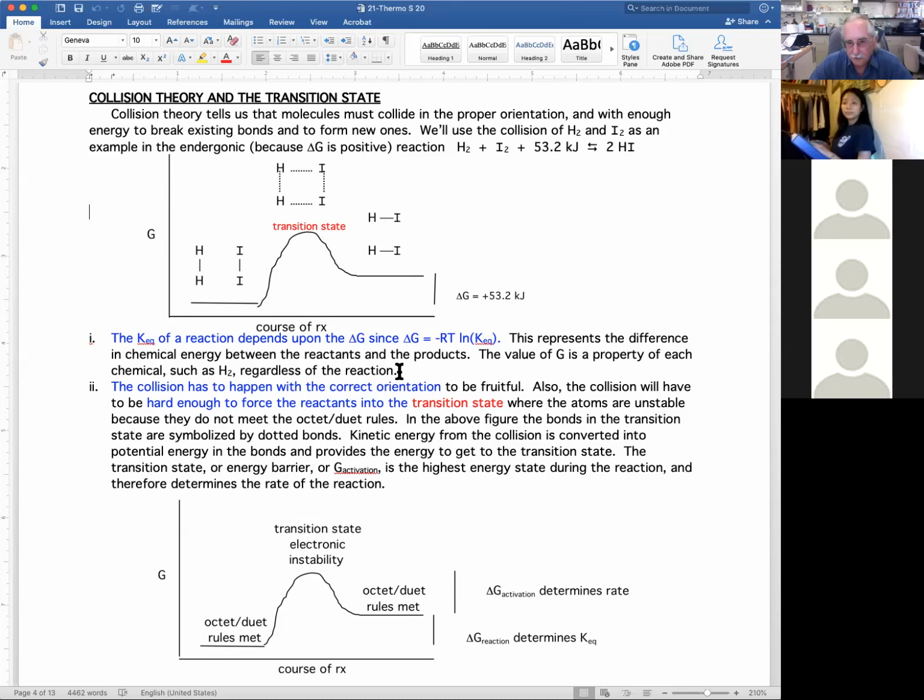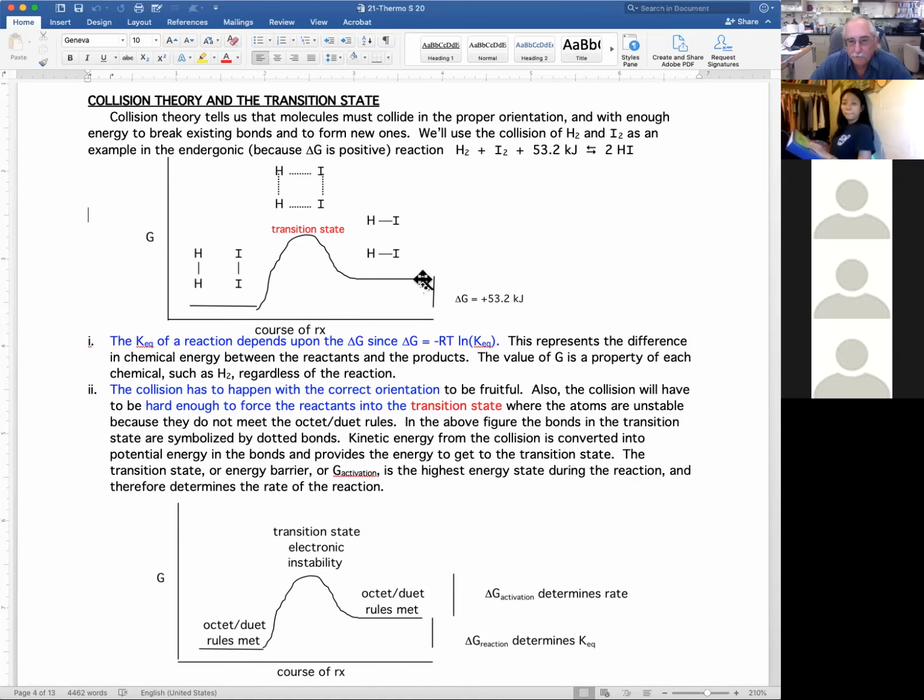So again, just to reiterate, the equilibrium constant for this reaction depends upon the delta G. Here's another way of writing it. I just realized I wrote it two different ways. Both of them are correct. Negative RT times the natural log of the equilibrium constant, or just negative log to the base 10 of the equilibrium constant. Okay, here it is.